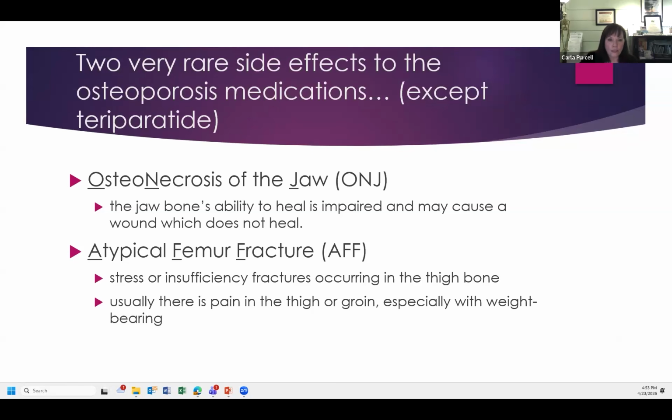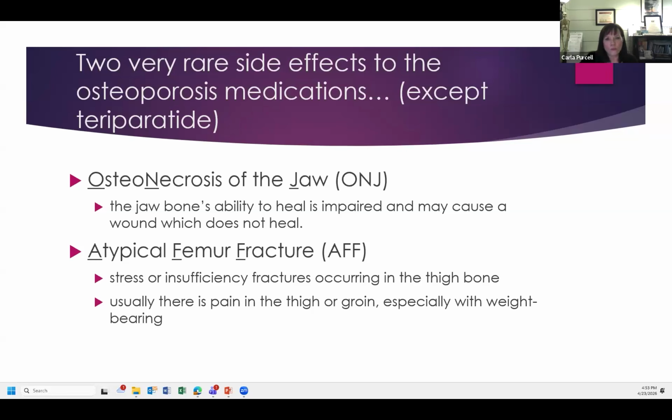The other rare but serious side effect to the medication is called an atypical femur fracture. An atypical femur fracture, AFF, is a fracture that can happen in your thigh bone. It starts as a little crack on the outside of the bone, and it can spread across the bone, sort of like a crack in a windshield in your car.